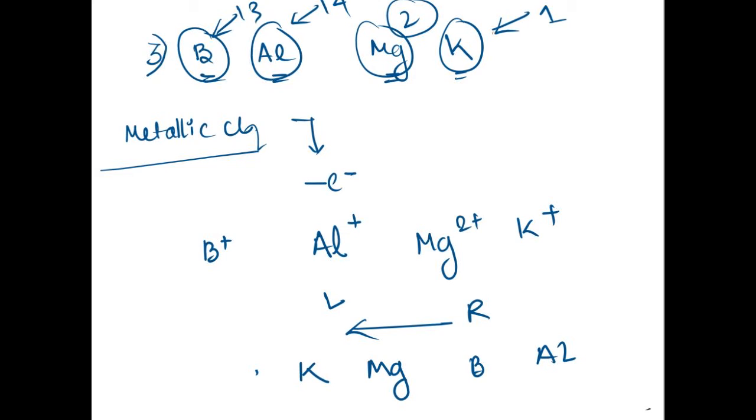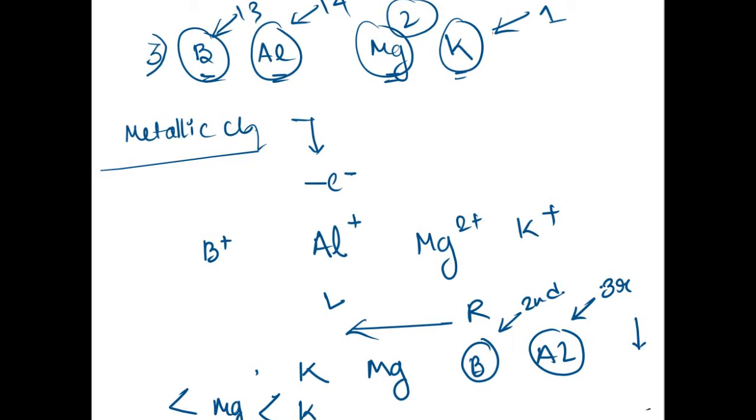Another thing is that aluminium is in the third period, whereas boron is in the second period. If we go up to down, metallic character also increases. That's why the most metallic will be potassium, then magnesium, then aluminium, and at the end boron. So that will be the trend in the increasing order of metallic character.